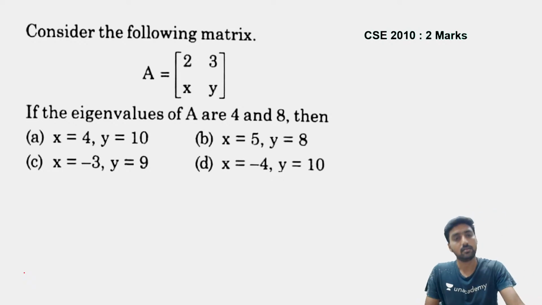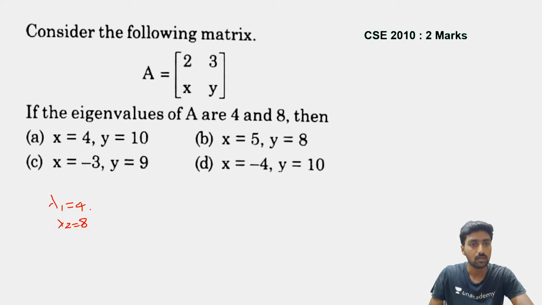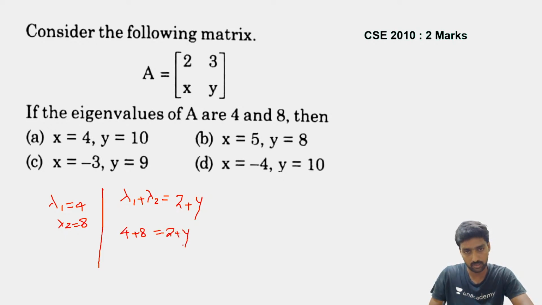Consider the following matrix A equal to 2, 3, x, y. The eigenvalues of A, they have mentioned, are 4 and 8. That is lambda 1 is equal to 4, lambda 2 is equal to 8. And what about the x and y values? The first property: the sum of the eigenvalues is equal to the sum of the main diagonal elements, that is 2 plus y. Now 4 plus 8 is equal to 2 plus y. So y is equal to 10.